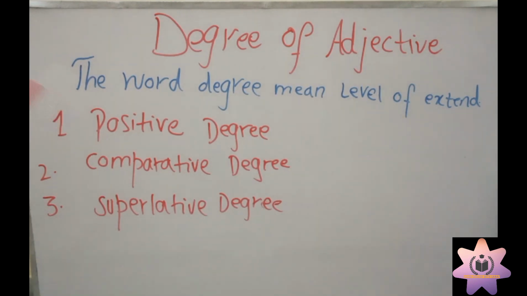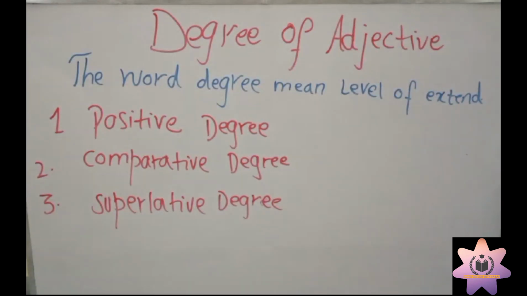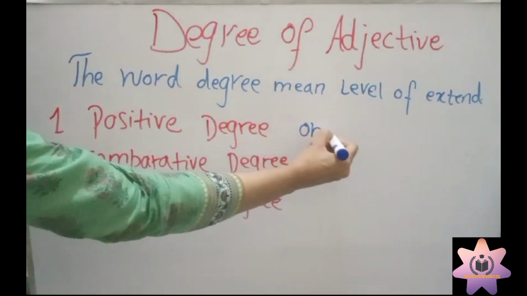So what's the positive degree? This means we are not comparing. Positive is the simple form of degree. What is the meaning of positive degree, comparative degree, superlative degree? Positive degree is used for one. Comparative, when we compare two things, that's why we use the comparative degree. And what's the superlative degree? Superlative degree means more than two.